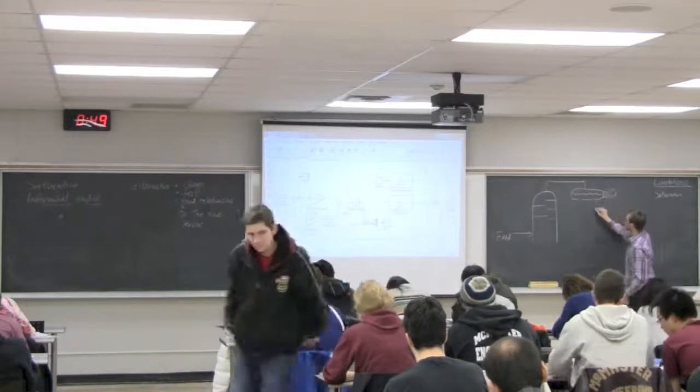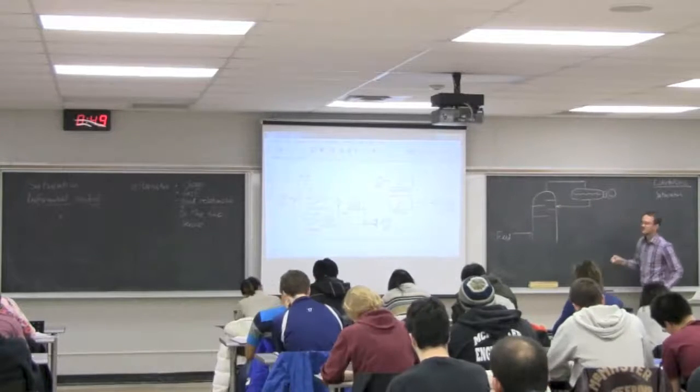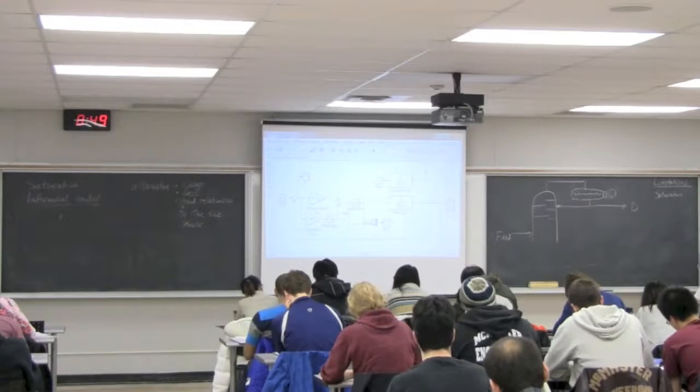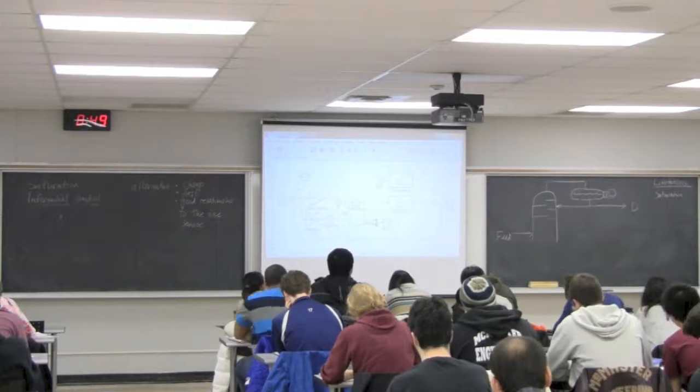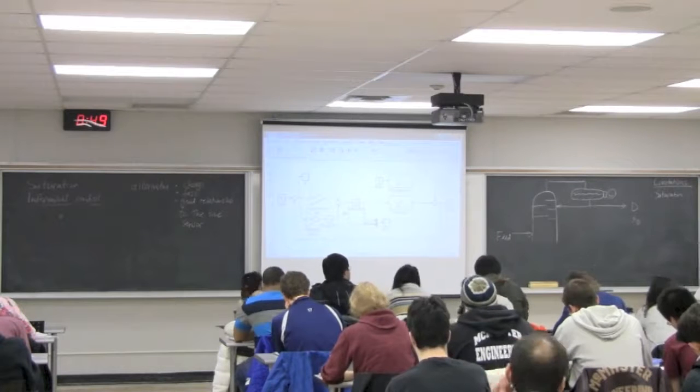Level control. And that condenser, we take a stream and we send some reflux back to the column, and we take our distillate D off over there. And one of the key variables we want to control is XD, the composition of that distillate.